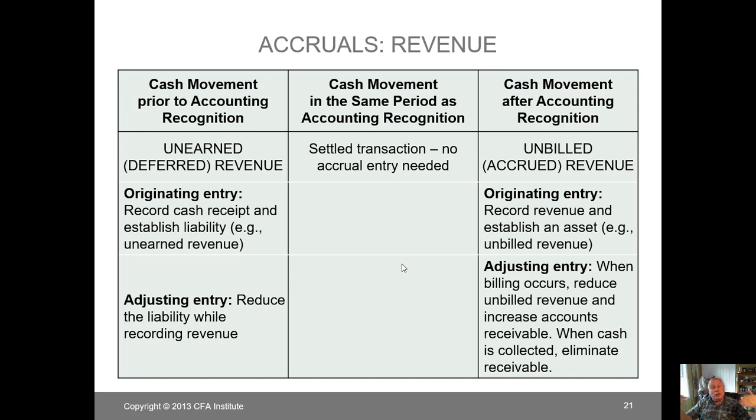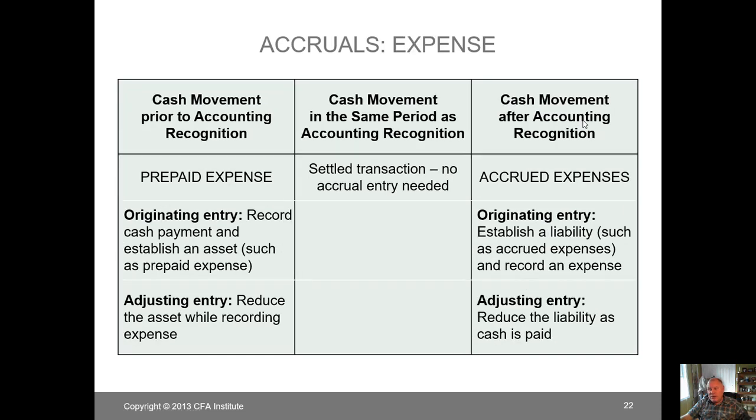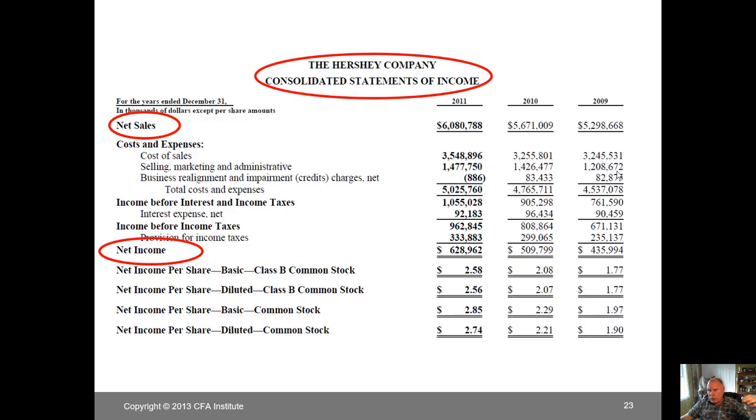There's no accrual entry needed. But the cash movement after accounting recognition, this is the unbilled revenue, we do the reverse. So this is the accrual process. It depends when cash moves. Prior to the recognition of the event, at the same time as the event, or after. Okay? Same thing with expenses, prepaid expenses. Here, settled transaction, same period, nothing. Cash movement after, accrued expenses, because we want to match.